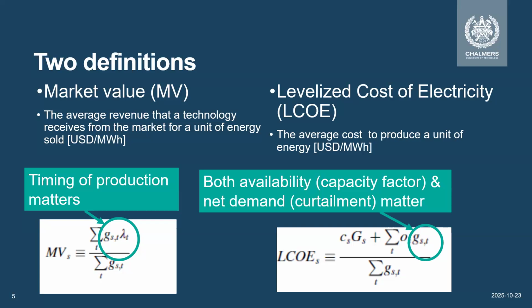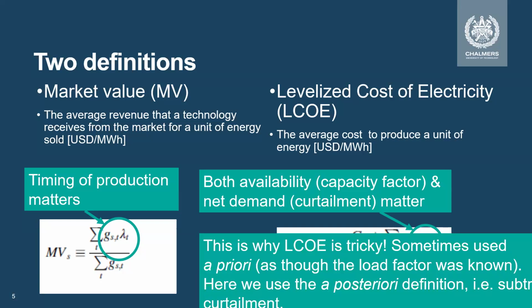If there's too much solar on the market, then it's curtailed. And this is the definition that I'm going to use going forward, because sometimes LCOE is rather used with the maximum possible amount. So that's the sum of capital and operating cost? Yeah. Okay.